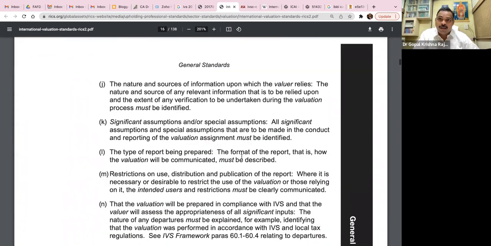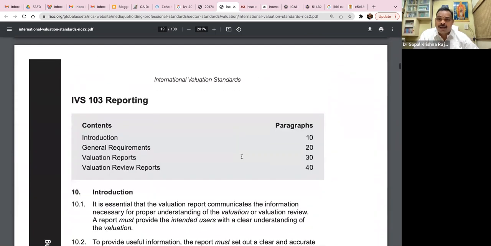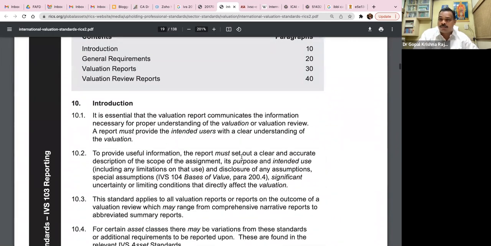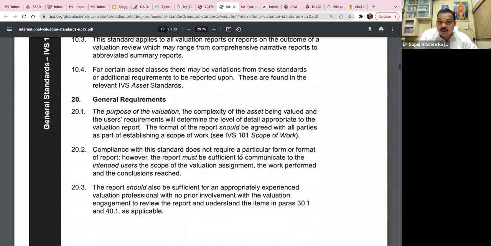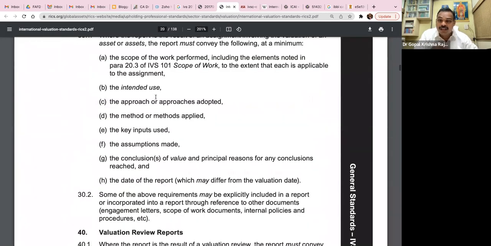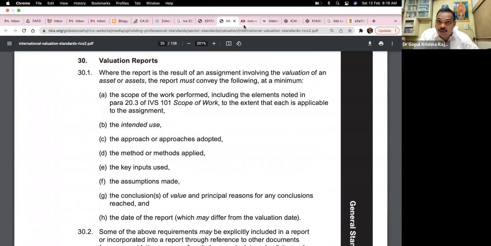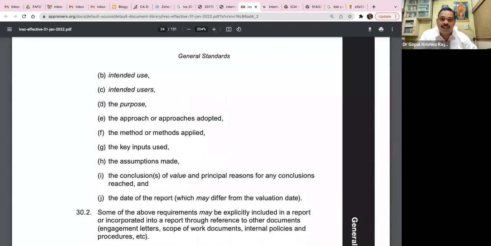And every standard explains this purpose, but they had not mentioned it in the 2020 report. In 2022, they have made it very clear. So purpose, the intended users. Now, very important: intended users, can you say everybody can use?